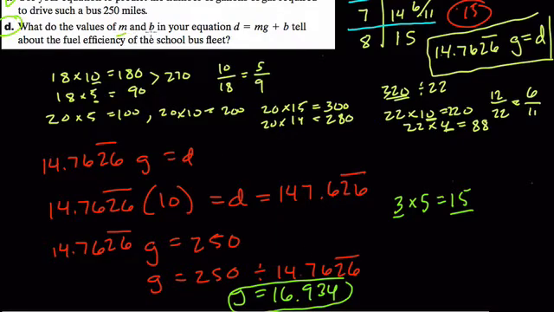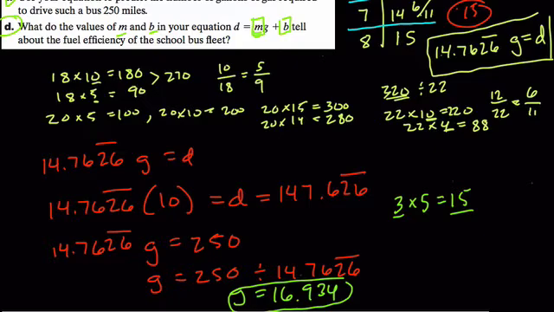Now the last thing is: what values of M and B? What do these represent in our equation? Well, M is your slope, so that's your rate. And B essentially is how far you would go on 0 gallons of gas. It's your y-intercept, which would be 0 here, right? Your bus is not going to go if you have no gas.